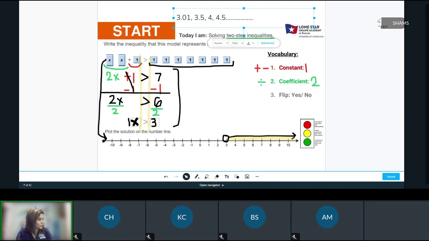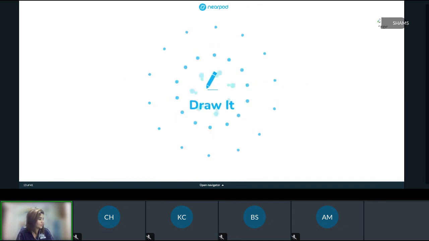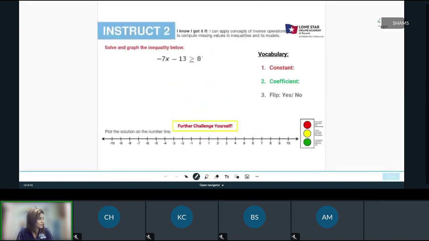I'm going to show you one more question that requires a different kind of thinking. So you have seen both kinds of questions. Notice that number 3 says you have to decide whether to flip or not. Keep that in mind as you try to solve this inequality. Negative 7x minus 13 is greater than or equal to 8. Everybody get started.